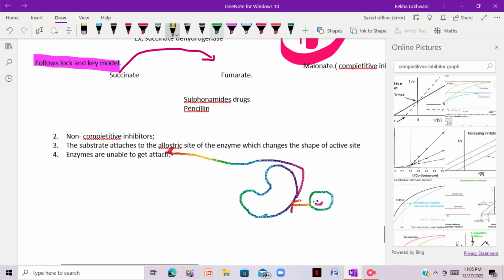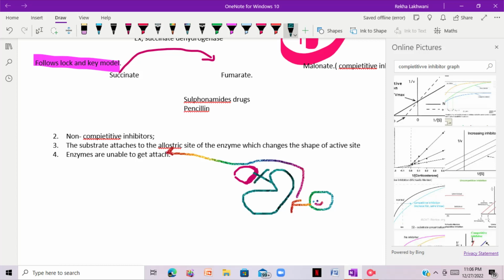But when this non-competitive inhibitor joined, what happened? It changed the size of the enzyme. Now this enzyme has become like this, and the substrate can't join, right? So by the joining of this non-competitive inhibitor, it changed the shape of the active site, and the enzymes are unable to get attached. Now this is the non-competitive inhibitor basically, right?